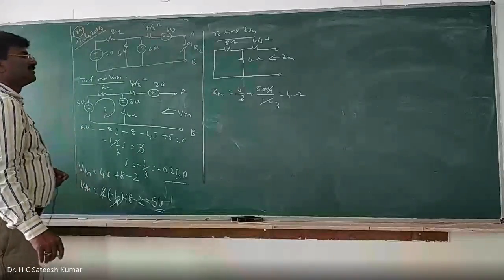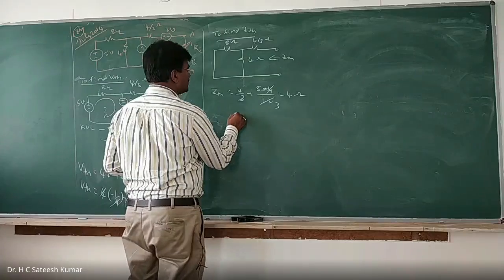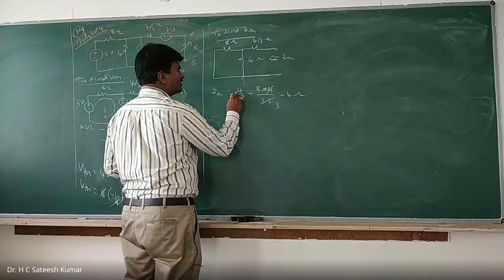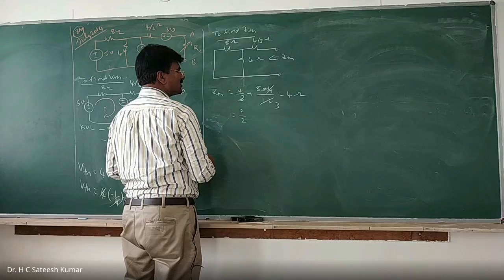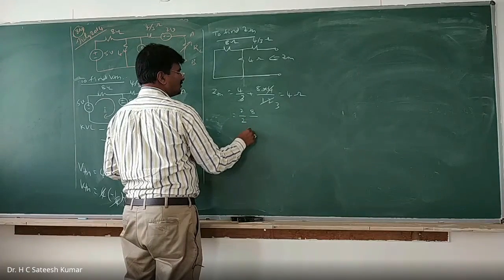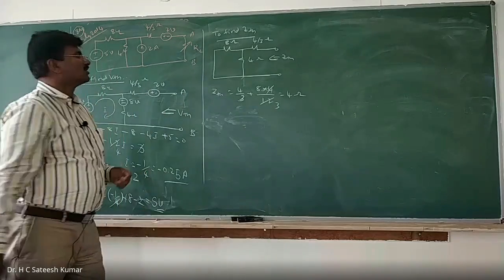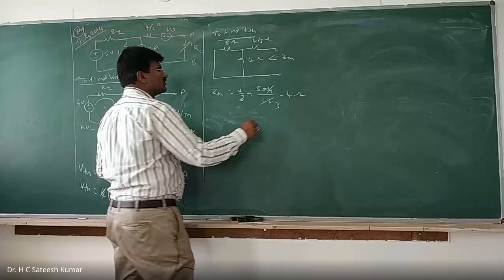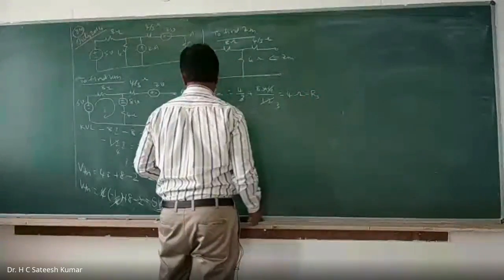8 by 3. Okay, I'll write it here. One minute, I'll check it out. 8 by 3, this 4 by 3, I'll multiply by 2 in the numerator and 2 in the denominator. This is 8 by 6. You can do it with a calculator only. 4 ohms. Now ZTH is equal to 4 ohms, which is equal to your RS, the source resistance.